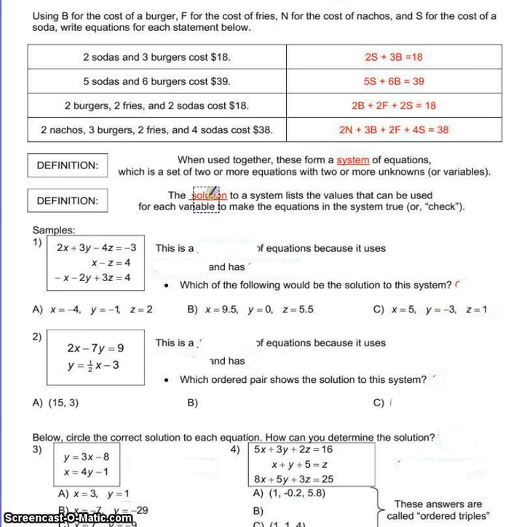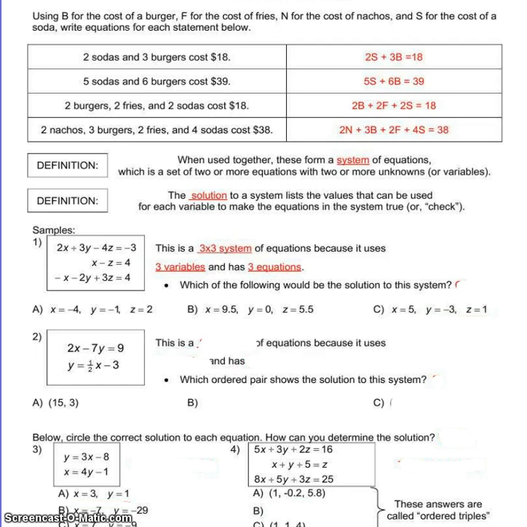So let's look at example 1. What kind of equation is this? Keep in mind that we call this a 3x3 systems because we have 3 variables. This is a 3x3 systems of equations because it uses 3 variables and it has 3 equations. So which of the following would be a solution to this? Now I want you to take a moment and figure this out. Because remember, I have to be able to plug in my x, y, and z and return a true statement. I have to be able to plug them all in and return a true statement.